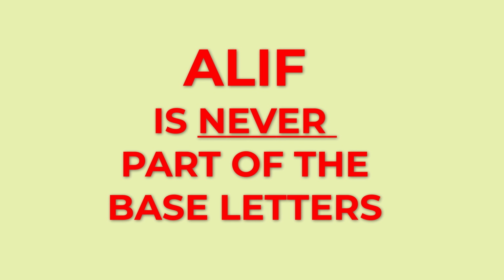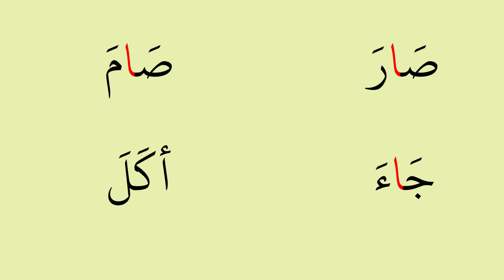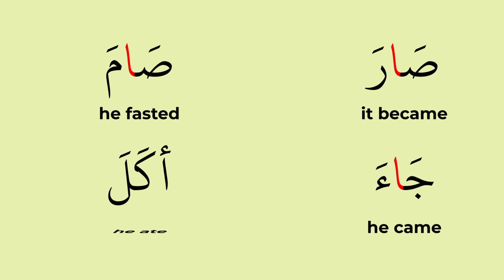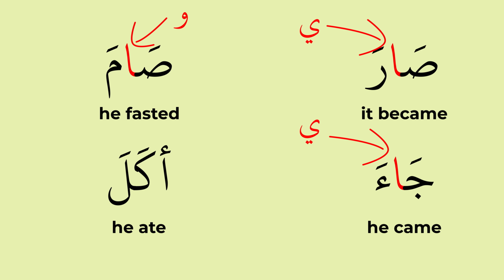Now, another point with alif is that alif is never part of the base letters of any word in Arabic. If you do see an alif, like in the following examples, we have here Sara, it became, or Sama, he fasted, or Ja'a, he came, Akala, he ate. In all these instances, the alif in the first three represents either a ya or a waw. Alif can never be a base letter. It can be only an additional letter to the three base letters.